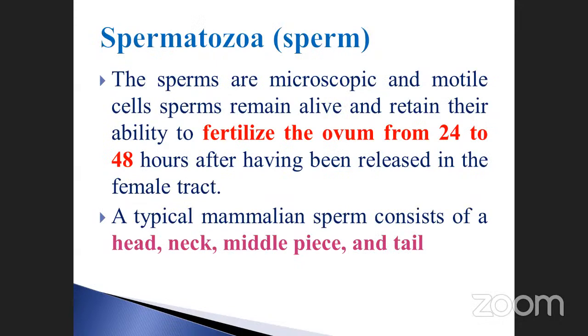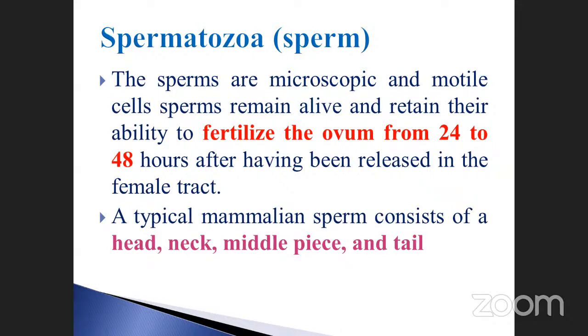Today, what we are going to discuss is the additional parts, the remaining part of the reproduction: how the sperms are produced, what is the main structure of the sperm, and how it will be moved from one place to another place. Those things we are going to discuss deeply. Spermatozoa is nothing but the sperm. Sometimes they call it spermatozoa and also sperm.